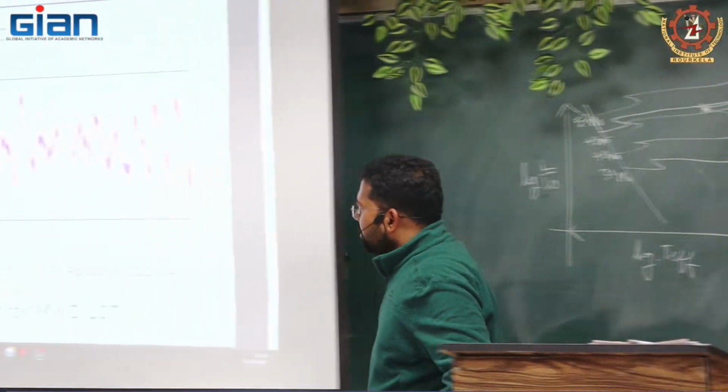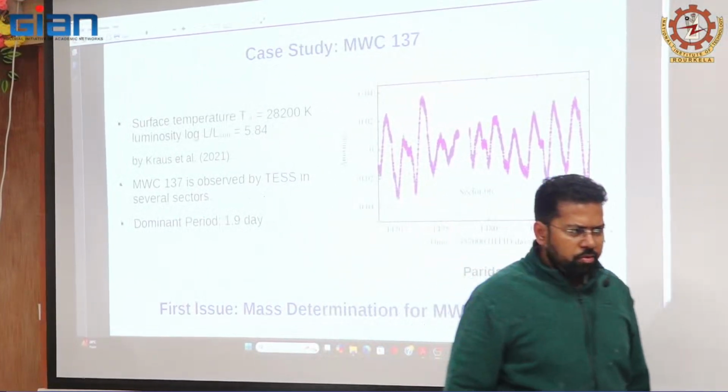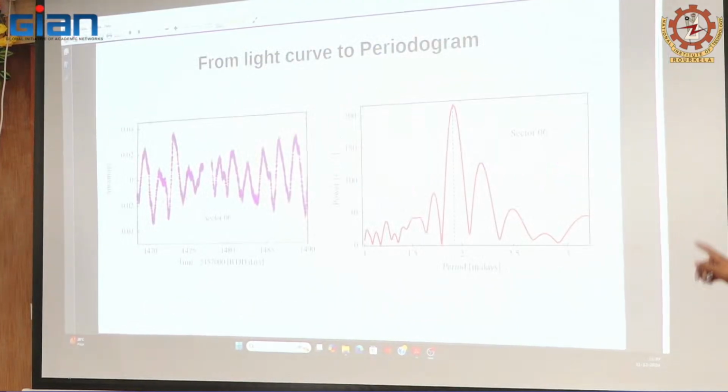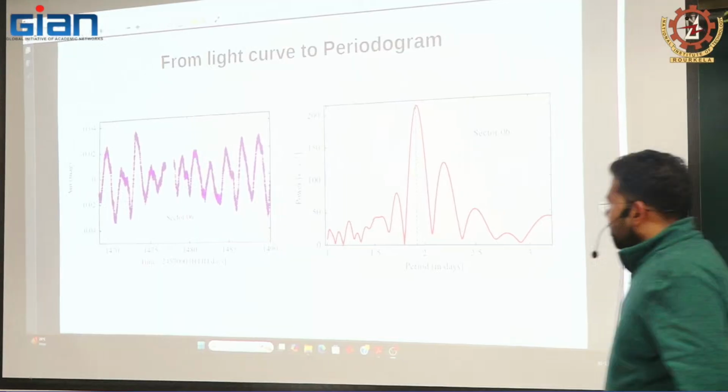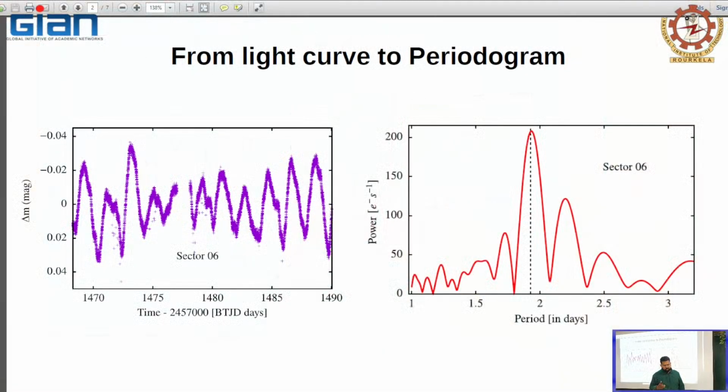Yes, so I said that the dominant period is 1.9 day. But why should you believe me? You should have asked me for the proof. And the proof is here. If you convert into the Fourier domain, or if you plot the periodogram for the signal, you will get a dominant peak, and this dominant peak is close to 1.9 day.